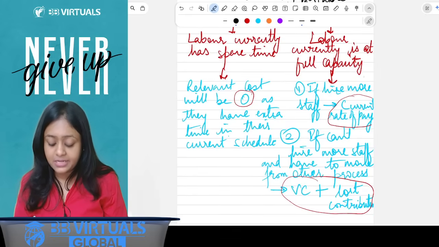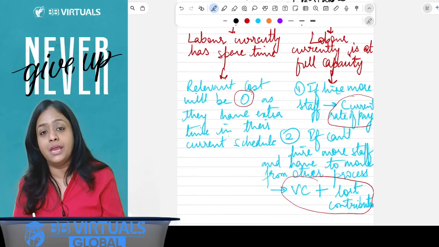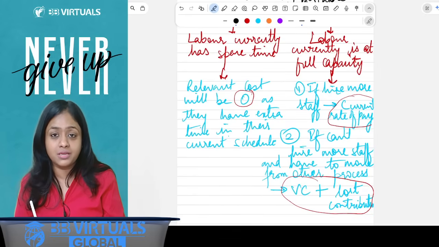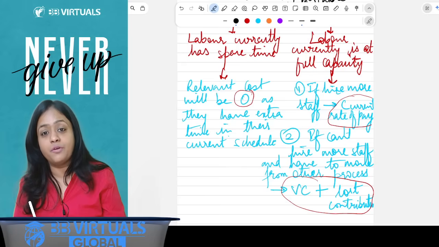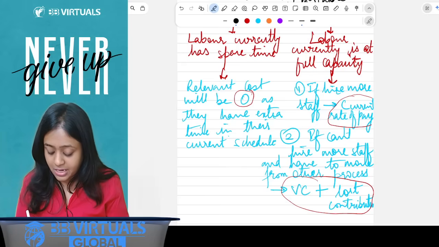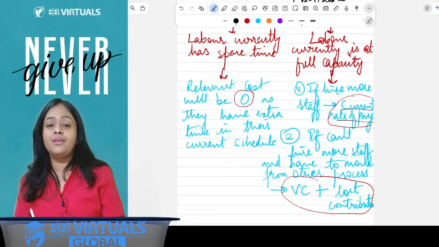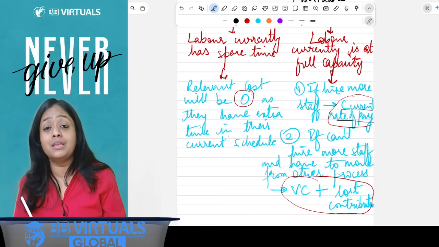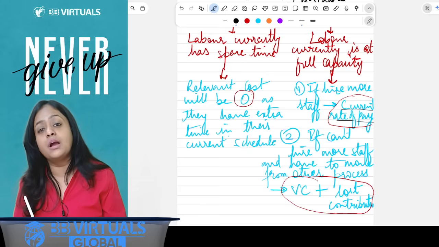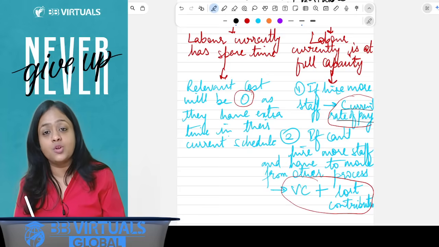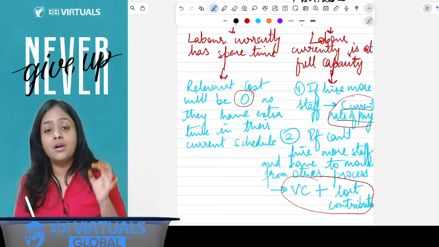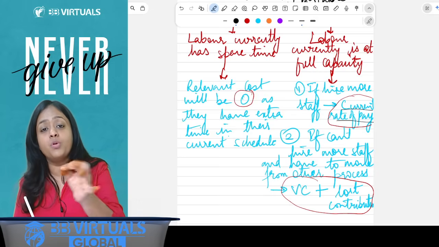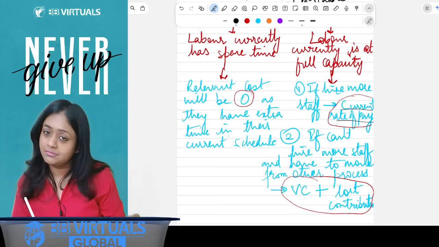If the labor is currently at full capacity, then there are two options with the entity, either to buy new labor from the market. In fact, I would say there are three options with the entity. First is to buy new labor from the market, so the relevant cost will be the current rate of pay. What if the entity cannot buy new labor from the market but can make the existing workers work overtime? Then the relevant cost would be the normal pay plus overtime premium. That is overtime pay. Correct?